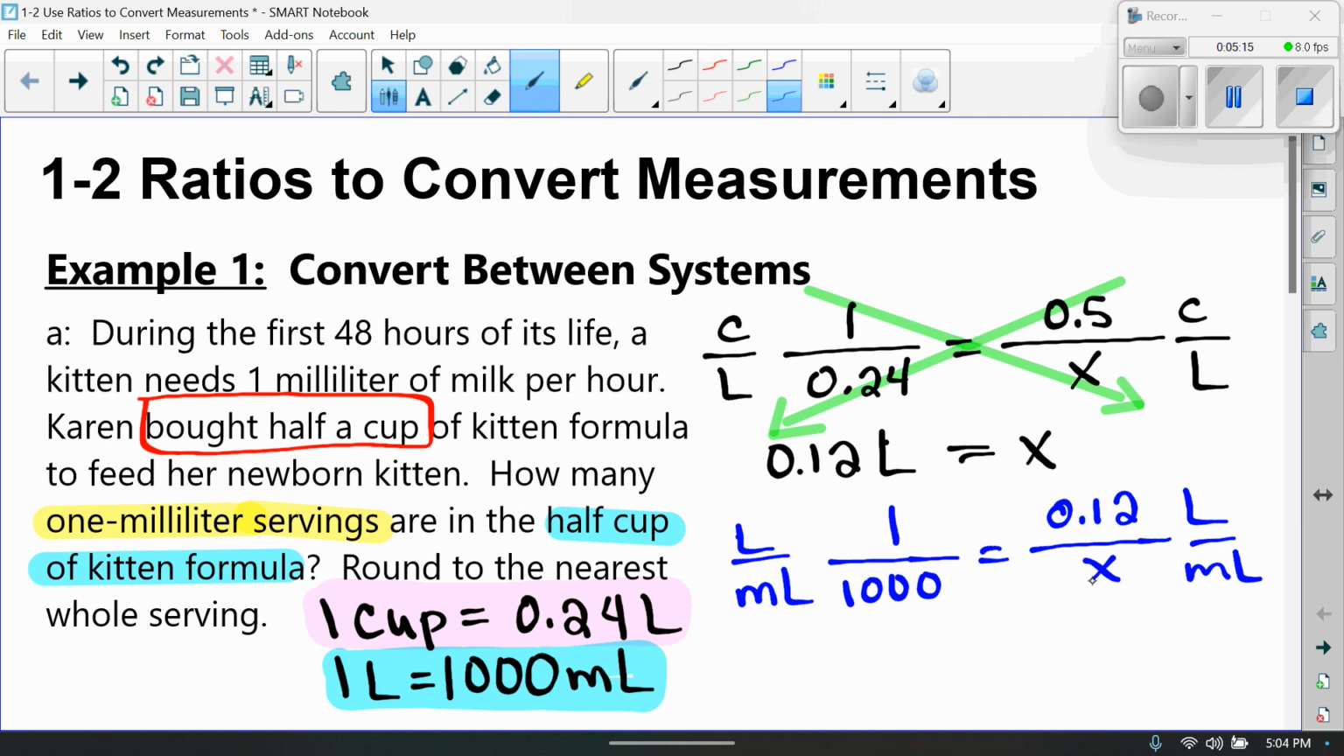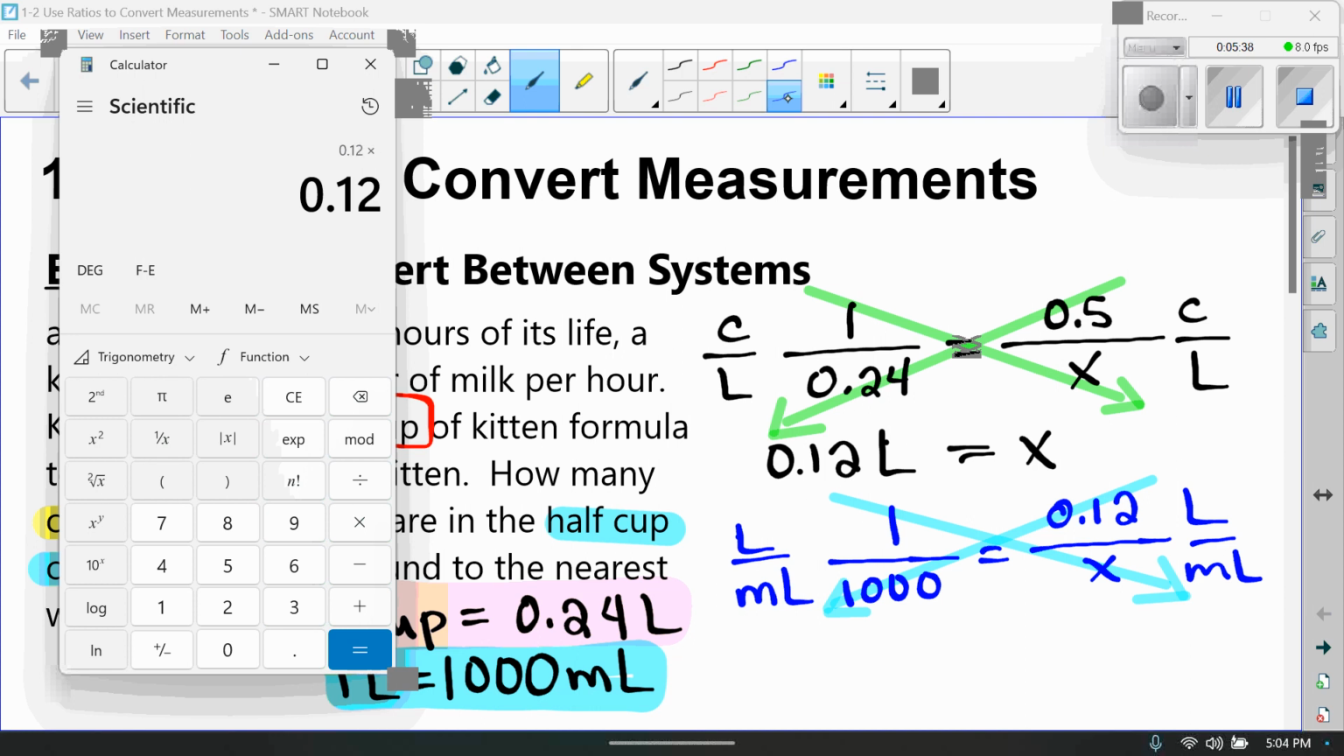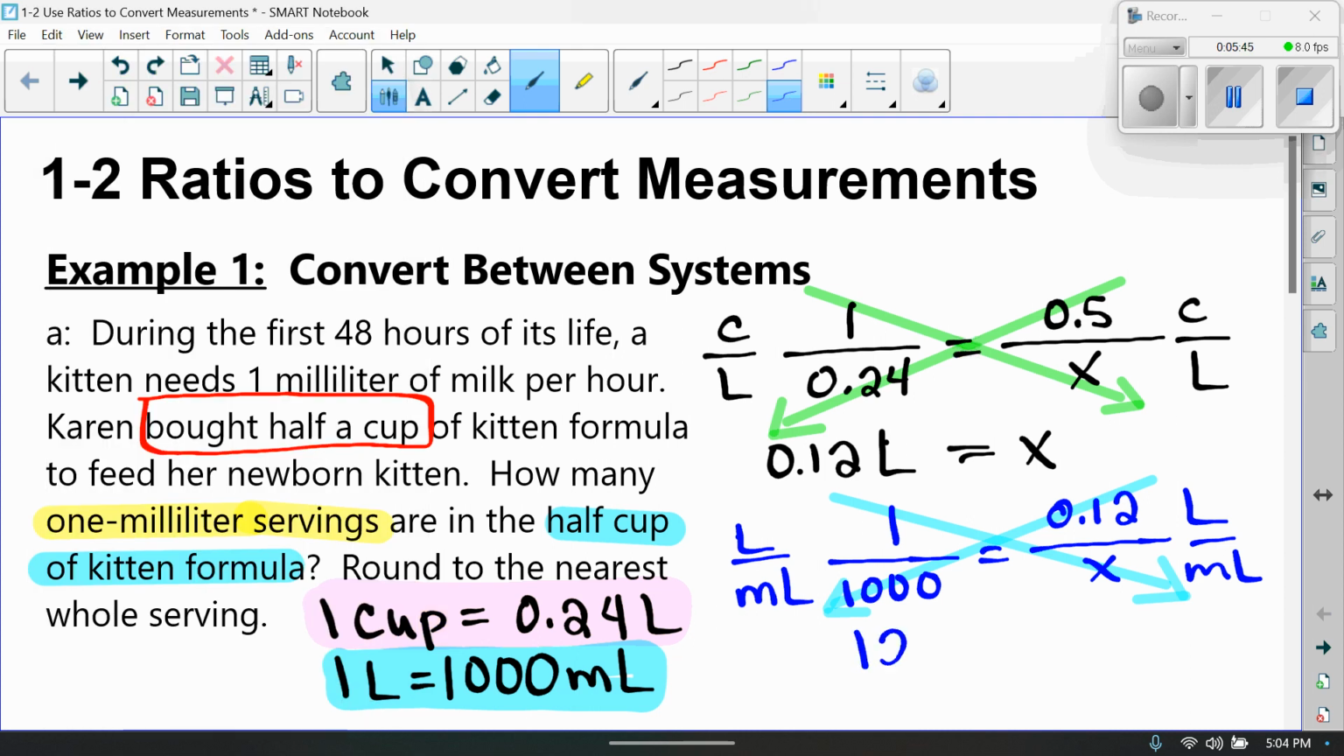So again, we're going to use our calculator. We're going to cross multiply. In the first one, we are multiplying 0.12 times 1,000. That's equal to 120. And then on the other side, we have 1 times x, that's x. So that means that 0.12 liters is equal to 120 milliliters.